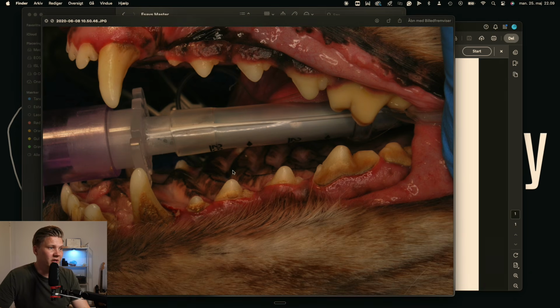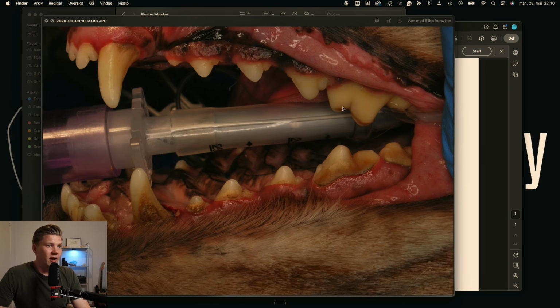So if we have a look at this picture, you can see here that there is a significant amount of gingivitis. This is the red line here. This is not supposed to be red. And you can see there's also a significant amount of calculus. This is kind of a grade 3 calculus because it's covering more than 2/3 of the crown here. And you also notice some bleeding even before I touch the gums. There is bleeding. This is a sign of severe periodontitis.